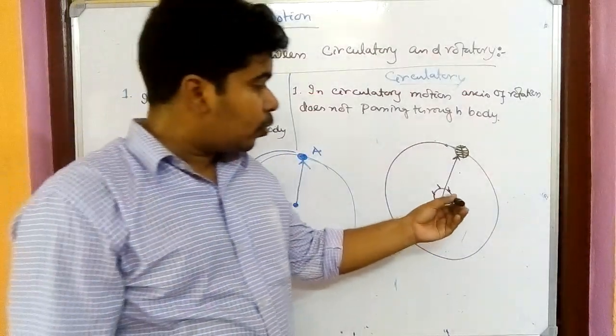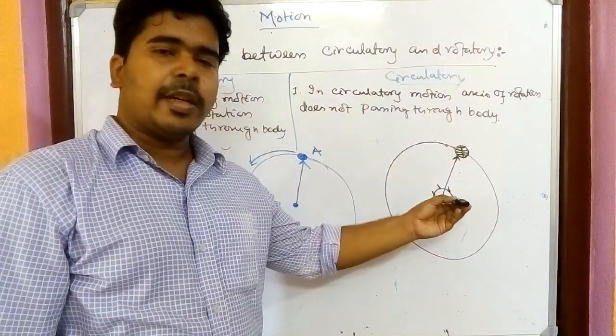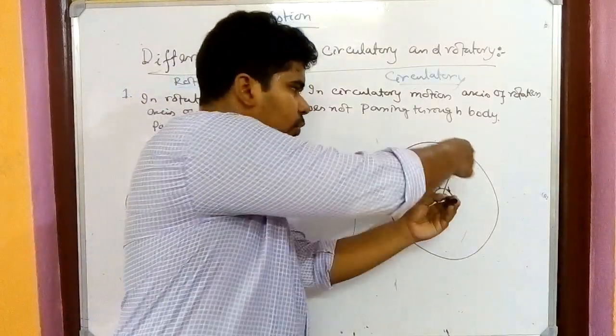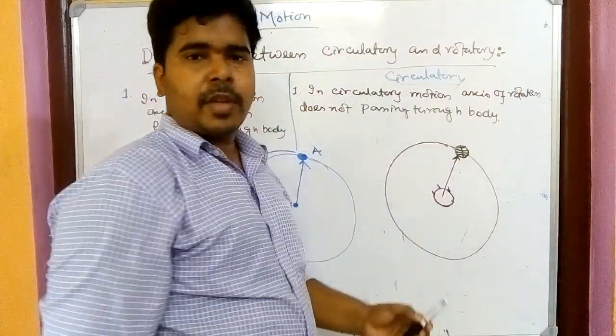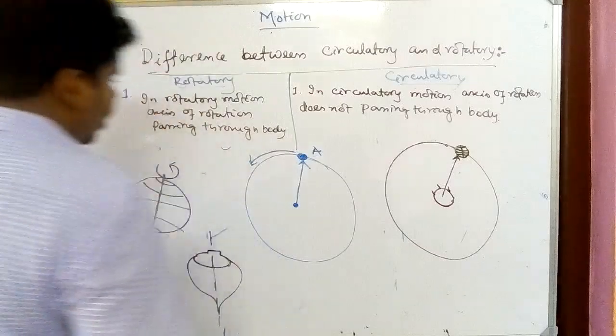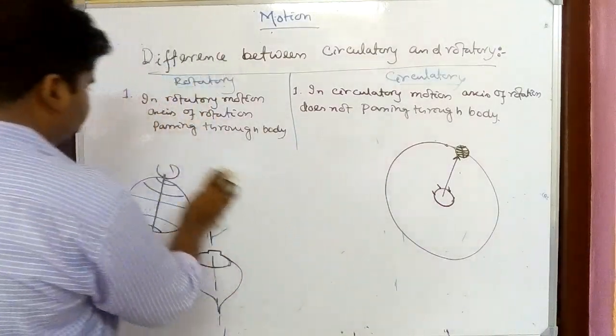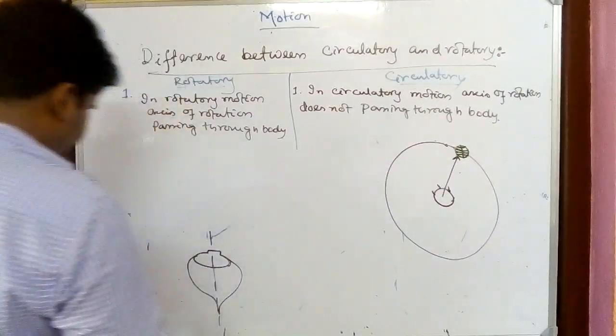Whenever we are talking about the movement of the earth around the sun, the axis of rotation is through the sun, around which the earth is moving. So here we can say the axis of rotation doesn't pass through the body, whereas in the case of rotatory motion, the axis of rotation passes through the body. That is a big difference. Now we come to a little less important difference, but it is also important. That is number 2.